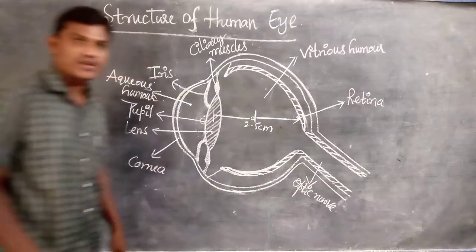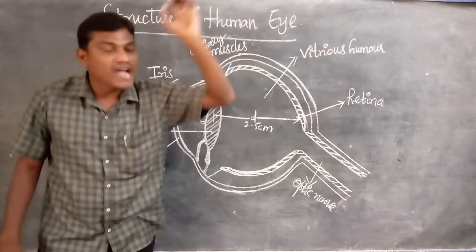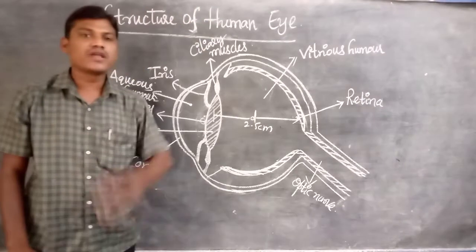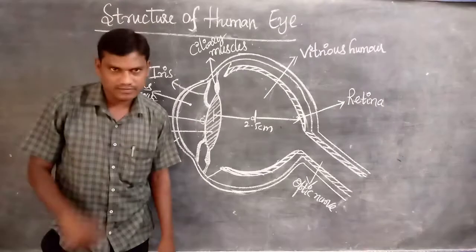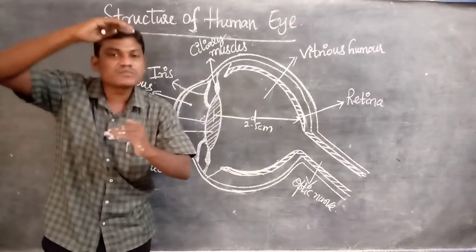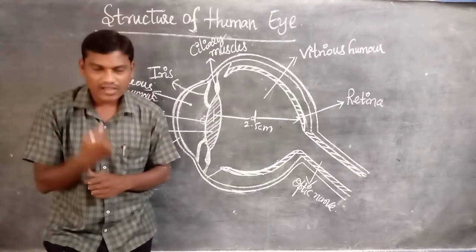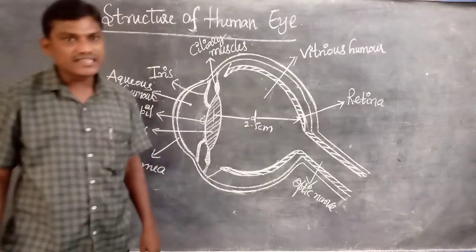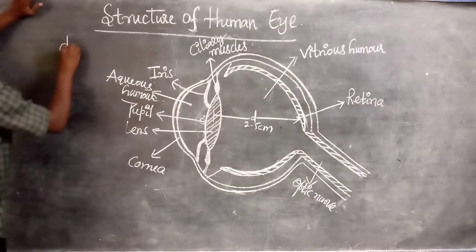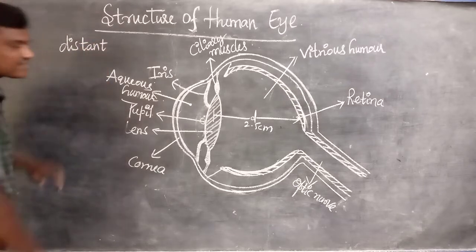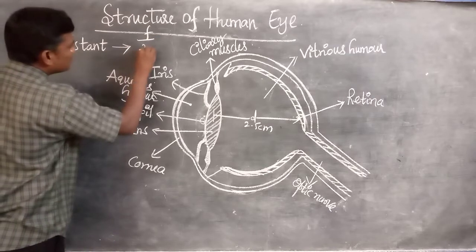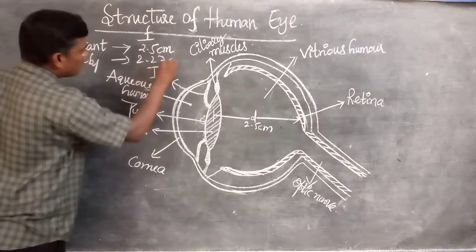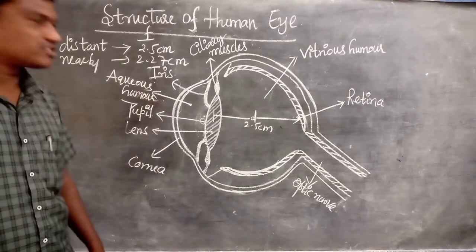So when you see a distant object, our eye lens is in the relaxed mode and the focal length is maximum, without any strain. If the object is near, our eye lens feels some strain and adjusts the focal length to again form the image on the retina. At that time the focal length of the lens decreases. When we are seeing a distant object, the focal length of the lens is 2.5 centimeter. When you see a nearby object, the focal length is 2.27 centimeter. I will explain this numerically later in this video.